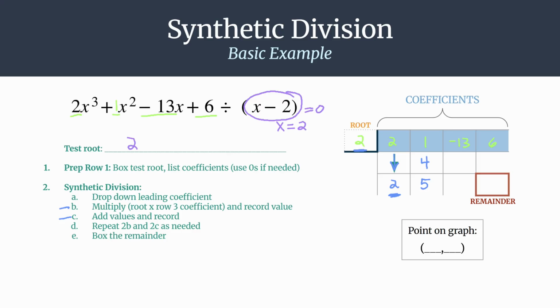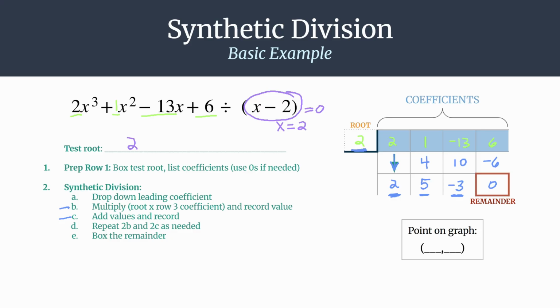So we have the root 2 times our new third row coefficient 5. 2 times 5 is 10. Now we add this third column, negative 13 plus 10 is negative 3. Repeat the process again. 2 times negative 3 is negative 6. Add this column. We're at the end. And our remainder is 0.